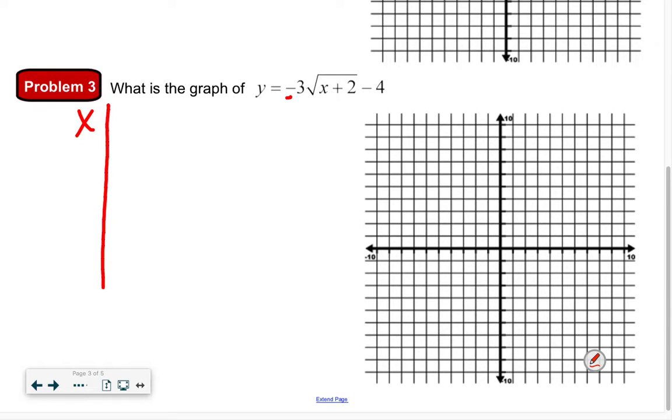is start with our table of our parent function. This is square root of x. Okay. That's what we first did. We had 0, 0, 1, 1, 4, 2, right?